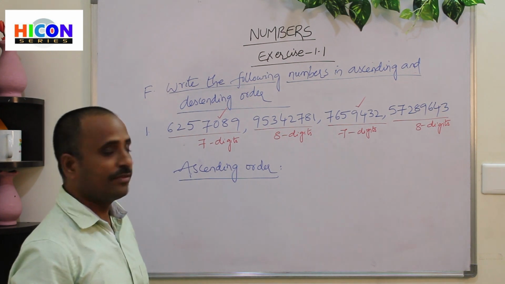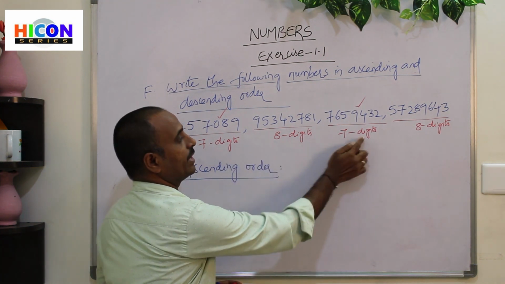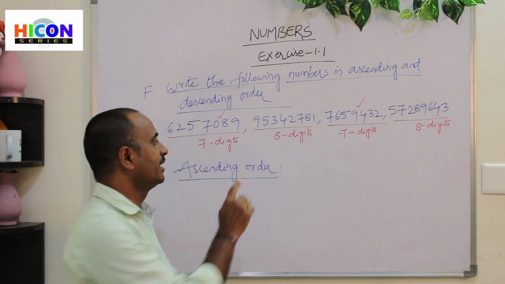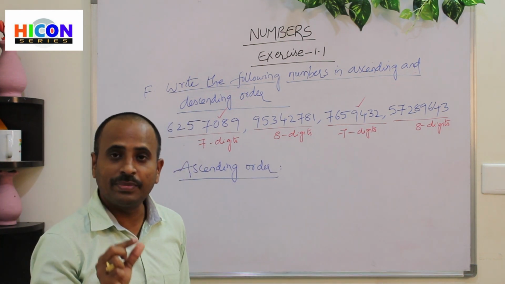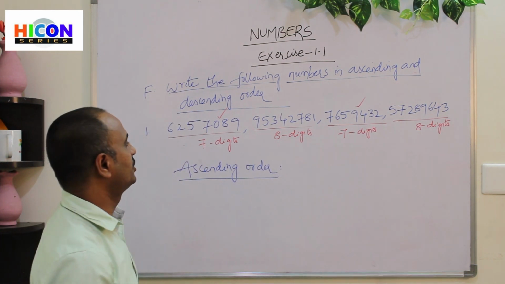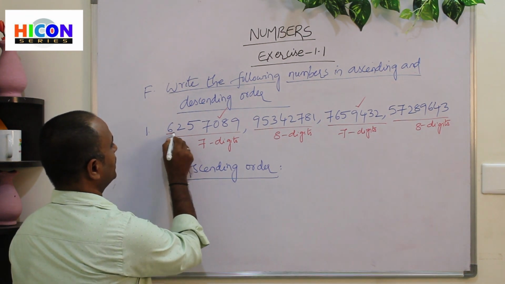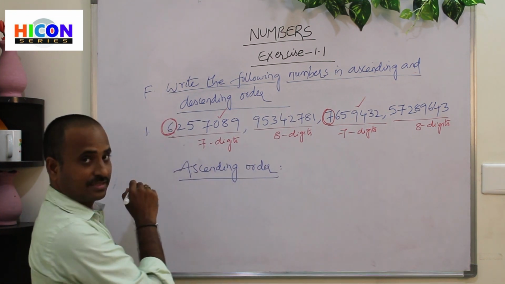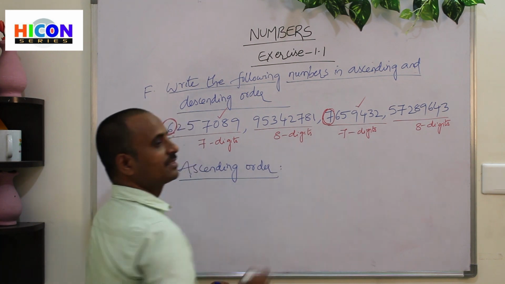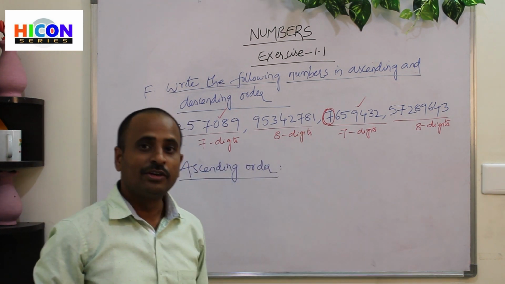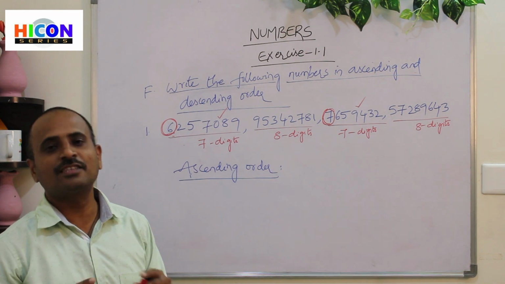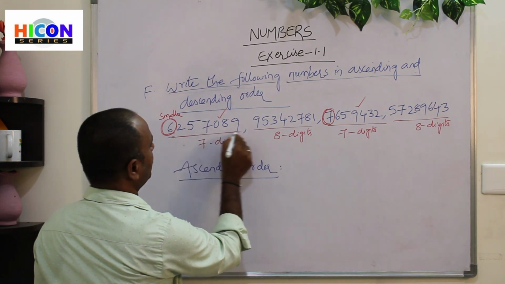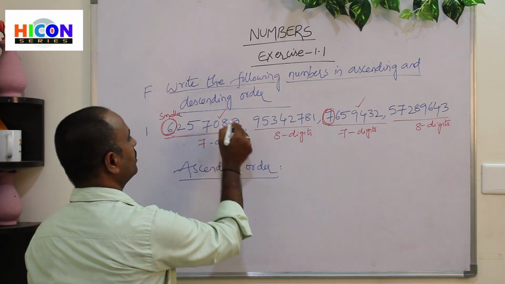Now compare. Here the two numbers have the same number of digits. Now compare the first digit from the left side in each number. Here the first digit is 6, and here the first digit is 7. Among 6 and 7, which digit is smaller? 6 is the smaller digit. So that's why this number is the smallest number among these four numbers.